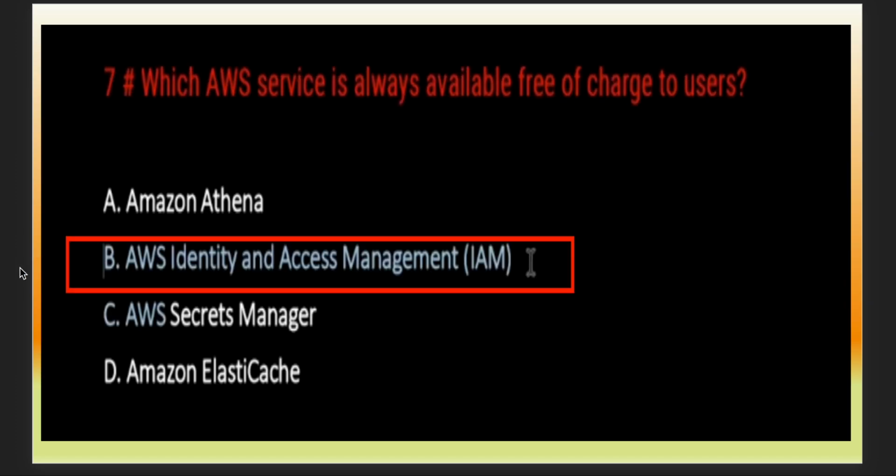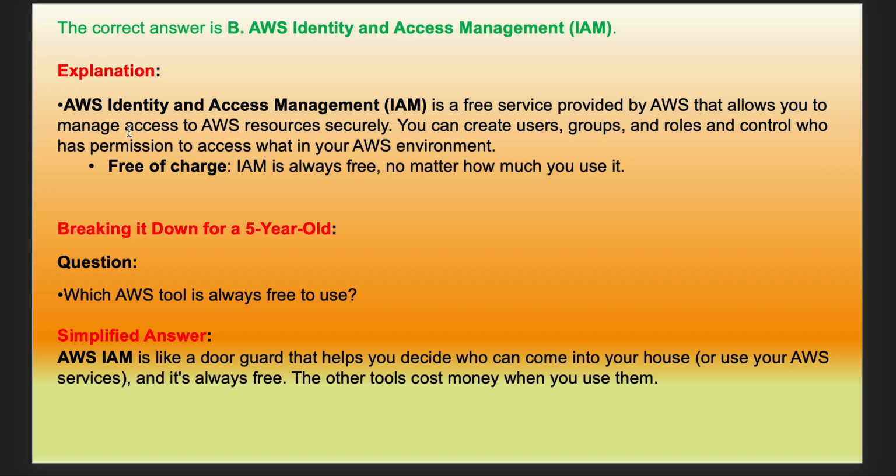Next, which AWS service is always available free of charge to users? Always available free of charge. Okay, so the answer is AWS IAM, that is Identity and Access Management. AWS Identity and Access Management is always available free of charge. The explanation is IAM is a free service provided by AWS that allows you to manage access to AWS resources securely.